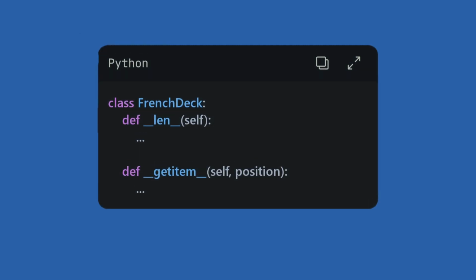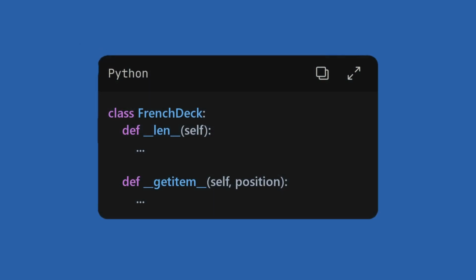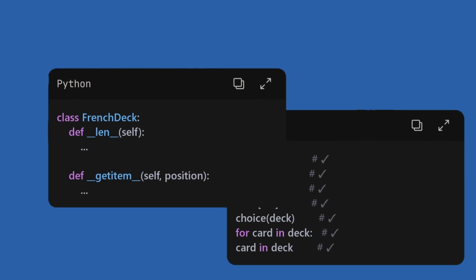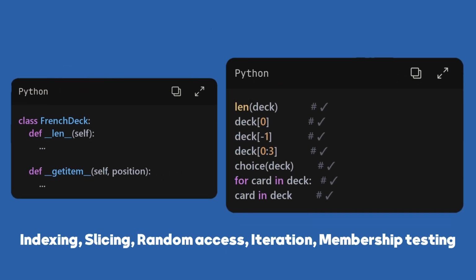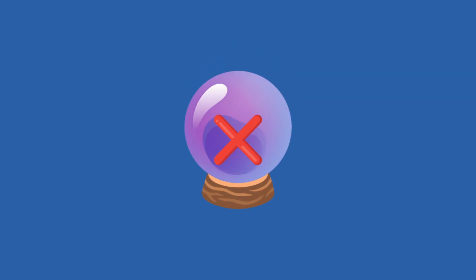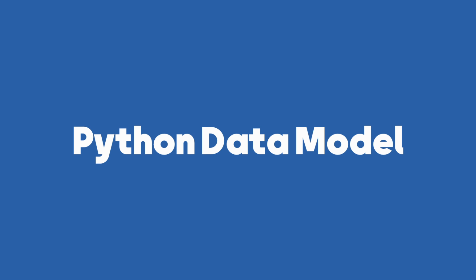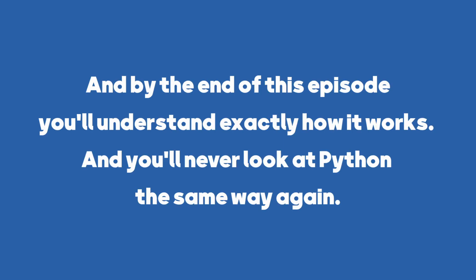Watch this. I'm going to write a class with just two methods. The name of this class is FrenchDeck and it has two methods, okay? That's it. And from these two methods, I'm going to get all of this for free: indexing, slicing, random access, iteration, and membership testing. All from two methods. That's not magic, that's the Python data model. And by the end of this episode, you will understand exactly how it works, and you will never look at Python the same way again.